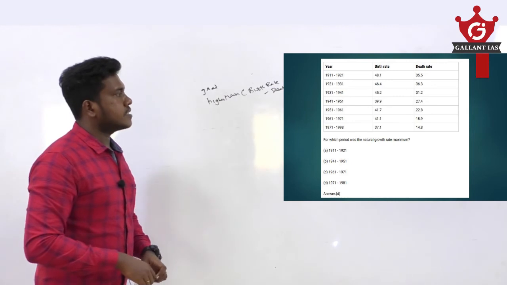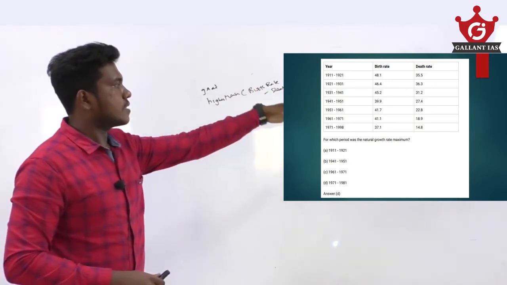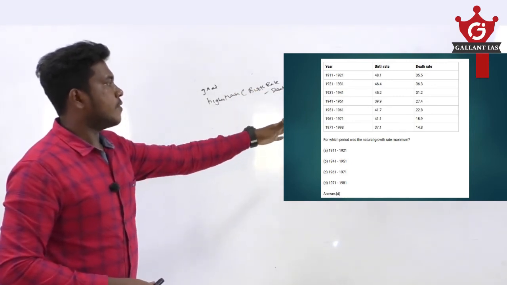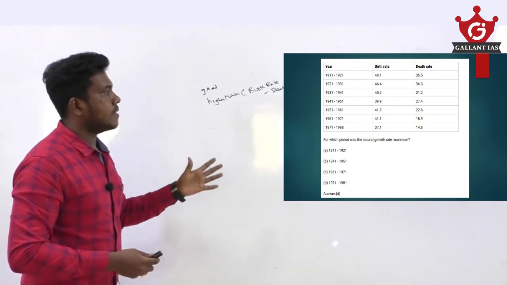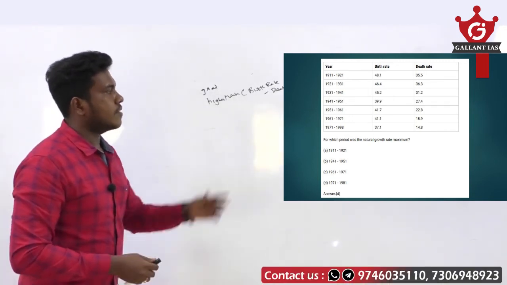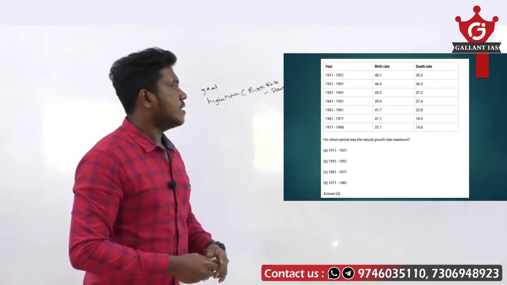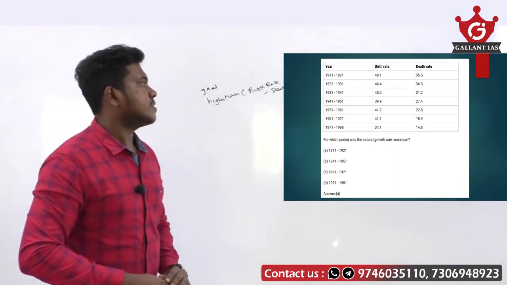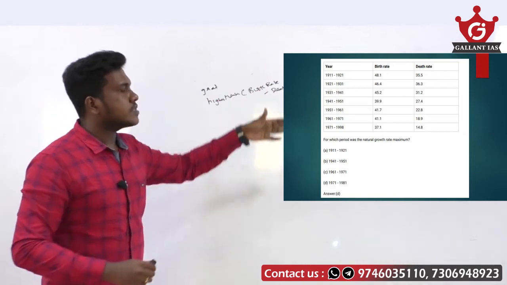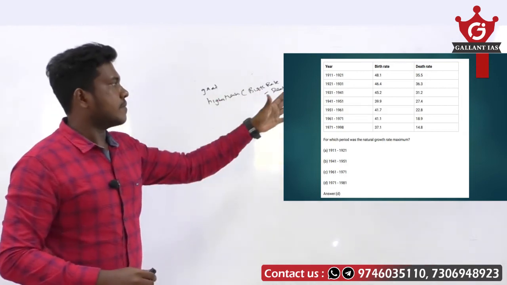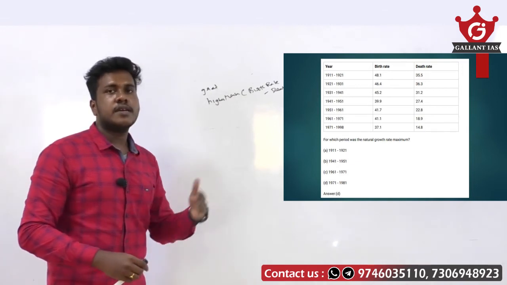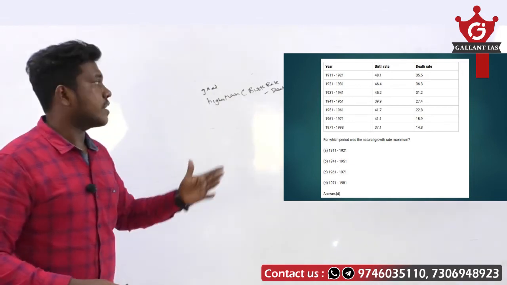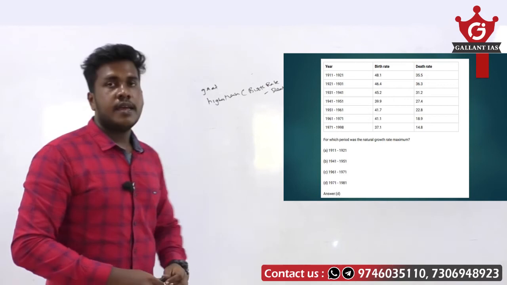Now consider the third: 45.2, 31.2, 39.9, 22.4, 41.7, 22.8, 41, 18.9, 37.1, 14. So here you need to subtract the death rate from the birth rate and find which value is getting higher. That should be your answer.